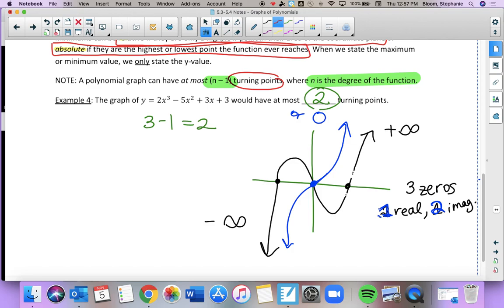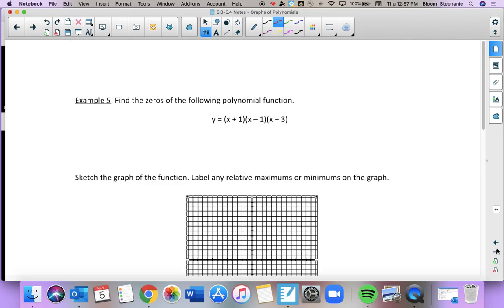Okay, so the most turning points is n minus 1, but you can always take away from that. You got to take it away in groups of 2, though. They can't just drop by 1. That doesn't make any sense. For it to work, your end behavior only works if you subtract 2 every time from your turning points. Okay? All right, so let's try this.